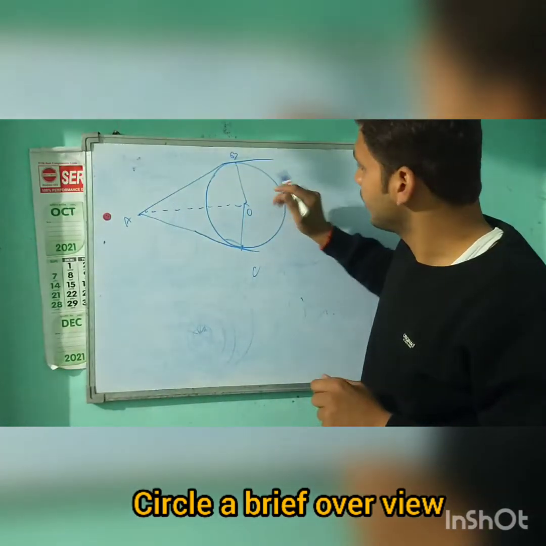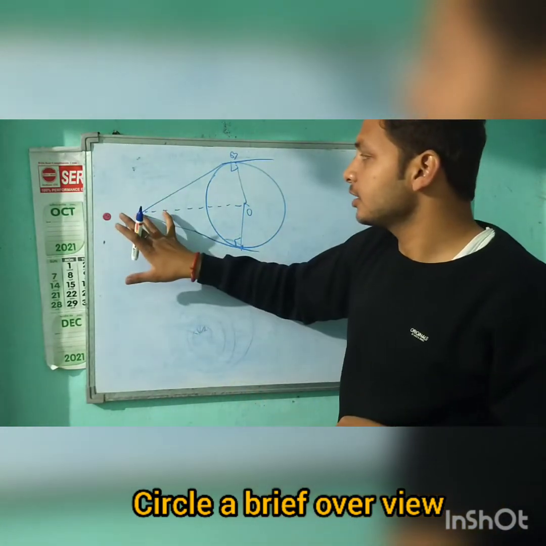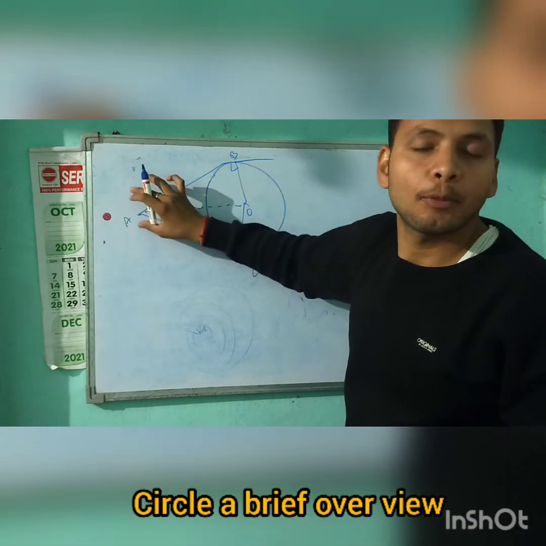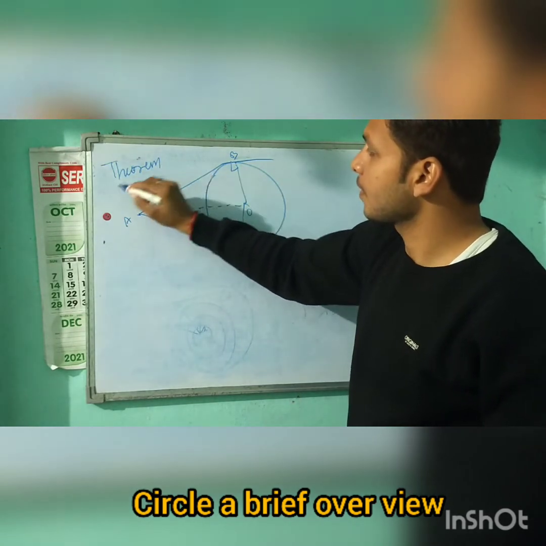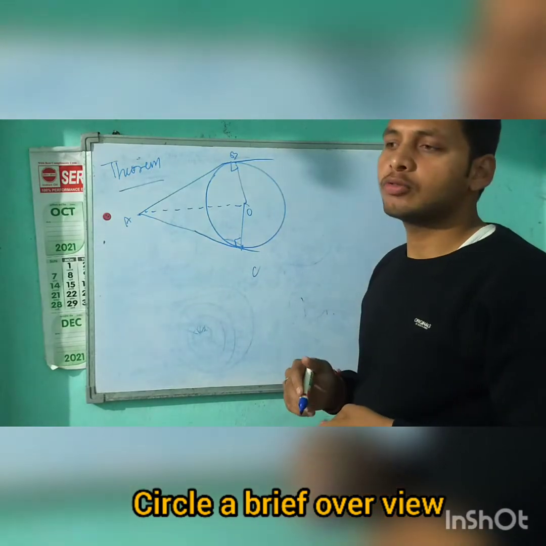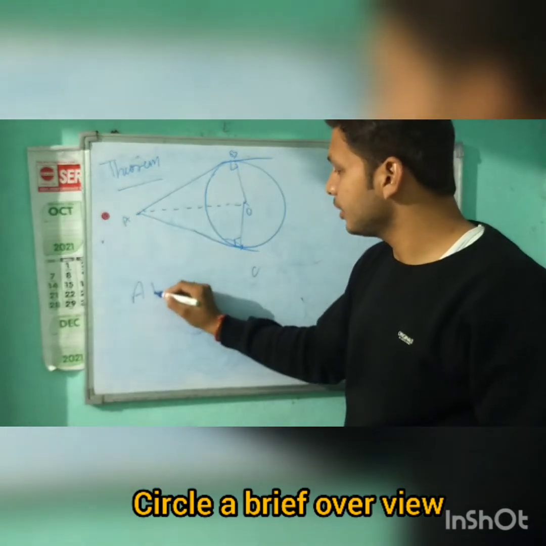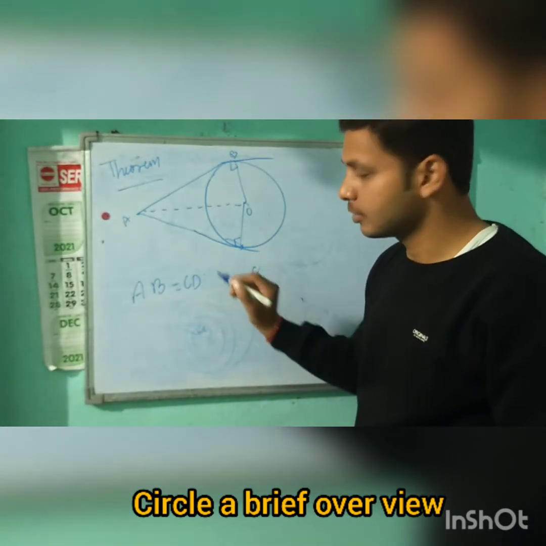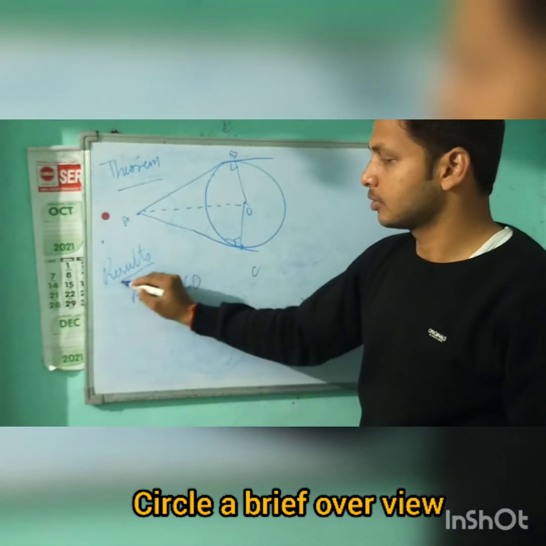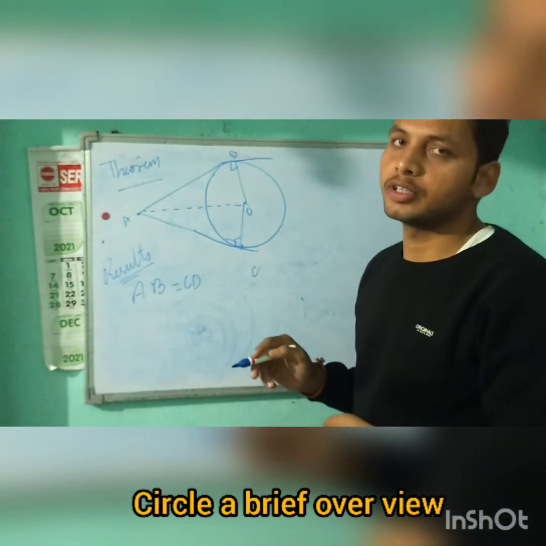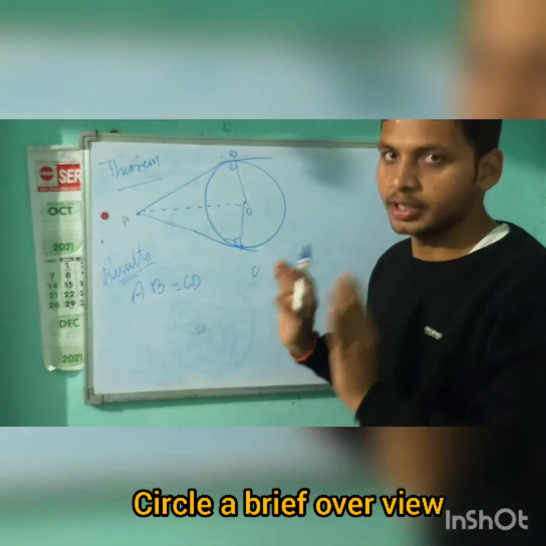In this we have to prove these are perpendiculars. So the theorem says that the tangents from a point outside the circle are equal in length, that is AB is equal to CD. Here we are just talking about the results, not the proofs. We will just talk about the result, and the proof will be told to you later. So AB is equal to CD. This is proved in the theorem.